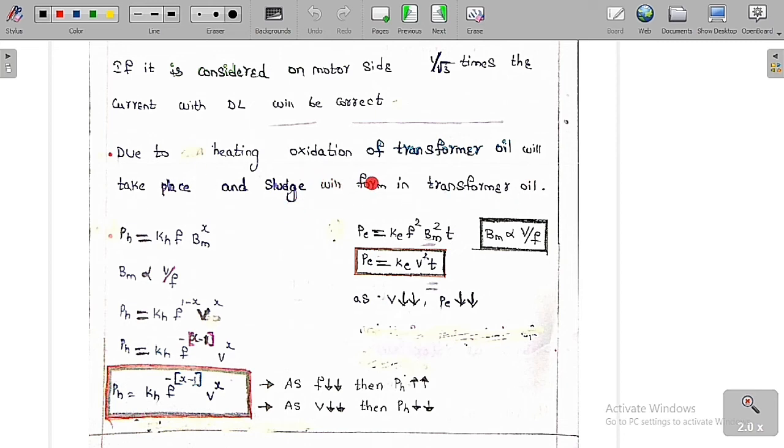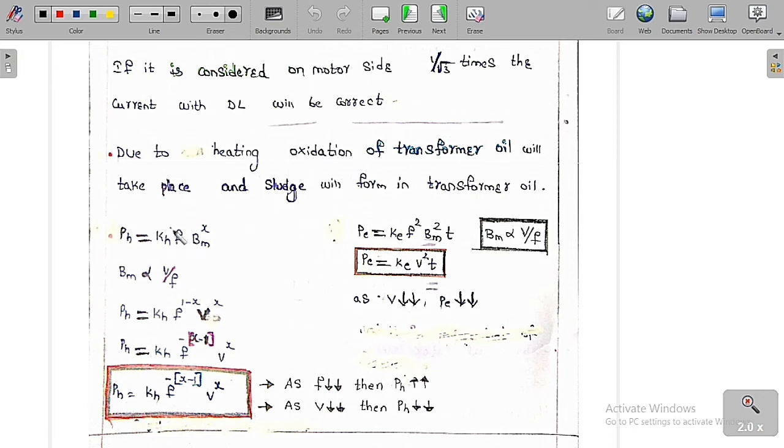Due to heating, oxidation of transformer oil will take place and sludge will form in the transformer oil. If the windings get heated, then because of this heat the transformer oil undergoes oxidation, and therefore sludge is formed. Whenever the transformer oil is oxidized for a large amount of time, sludge will definitely form in the transformer oil.